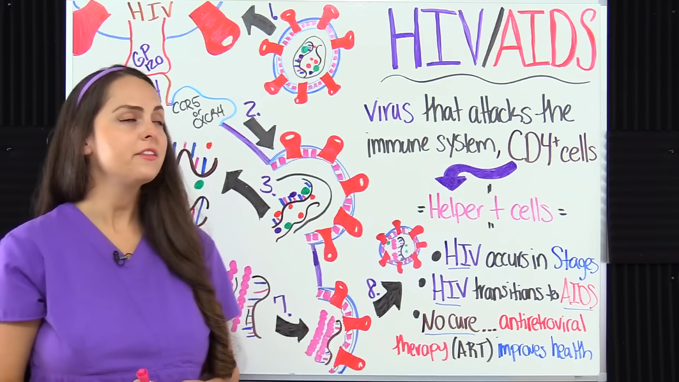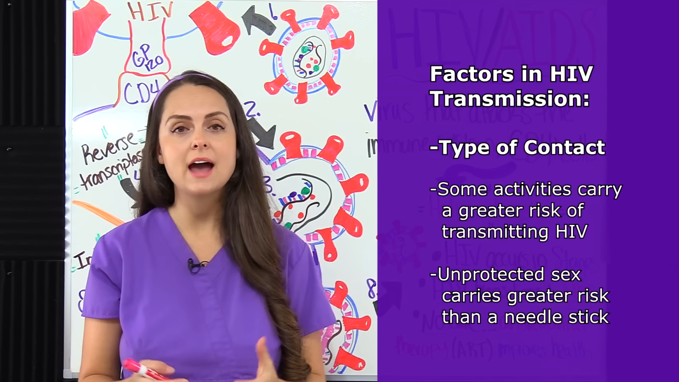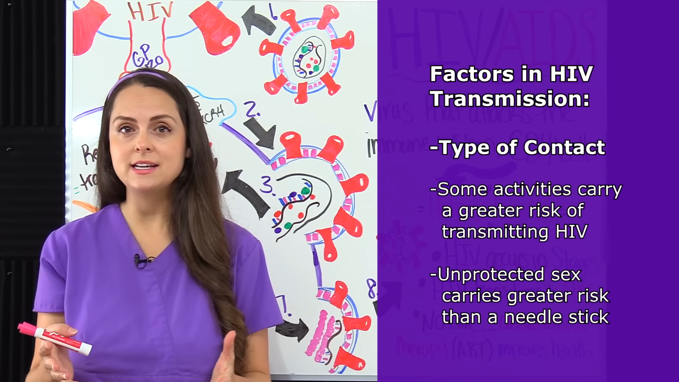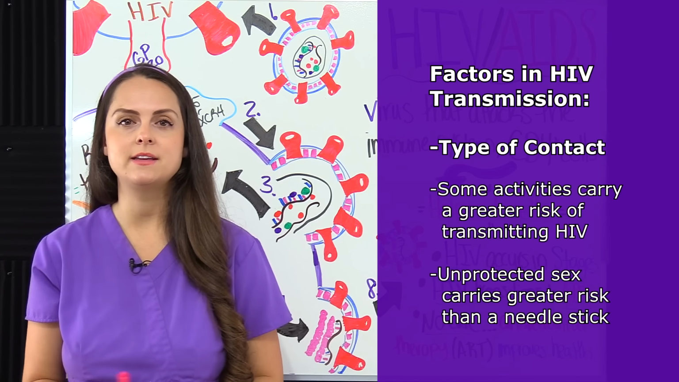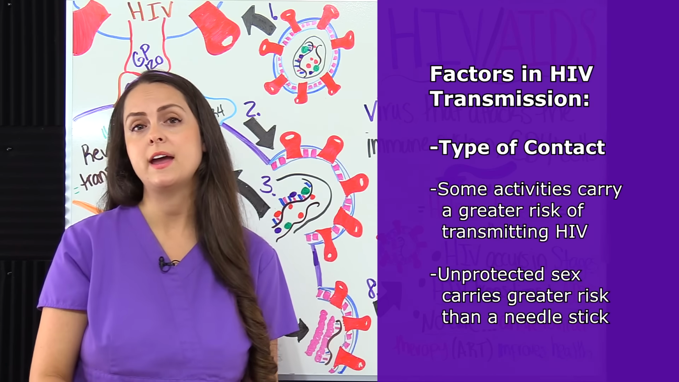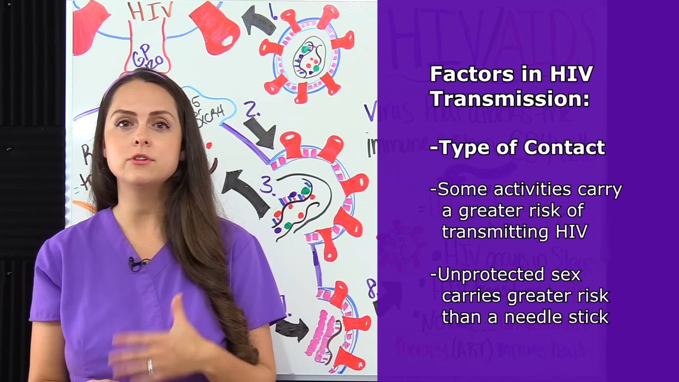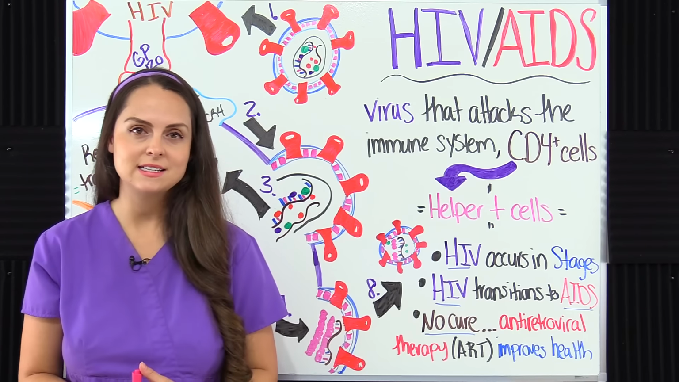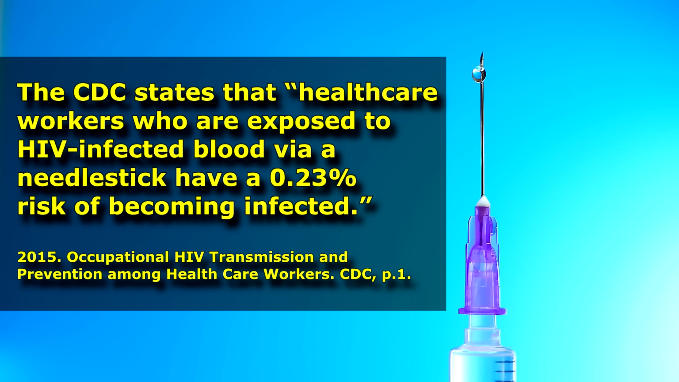Another factor depends on the type of contact you've had with that person who has HIV, because certain activities increase the risk of transmitting the virus. For example, having unprotected sexual intercourse with someone with HIV increases the risk of transmitting the virus compared to a needle stick. And an interesting statistic by the CDC says that healthcare workers who are exposed to HIV-infected blood via a needle stick have a 0.23% chance of becoming infected.